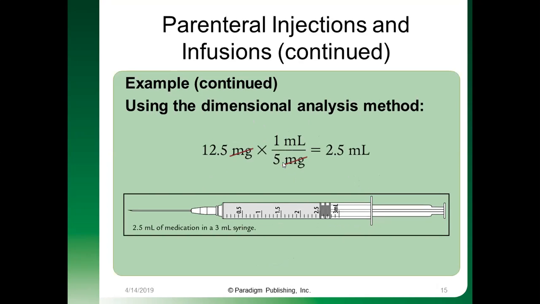Using dimensional analysis, we put the value that we want as our numerator. So x mL equals 1 mL over 5 milligrams, times 12.5 milligrams over 1. You want milligrams as the numerator to cancel the milligrams in the denominator. The milligrams cancel. 12.5 times 1 divided by 5 gives you 2.5 milliliters. And which syringe would you use? You would use the 3 mL syringe because it would be the most accurate.